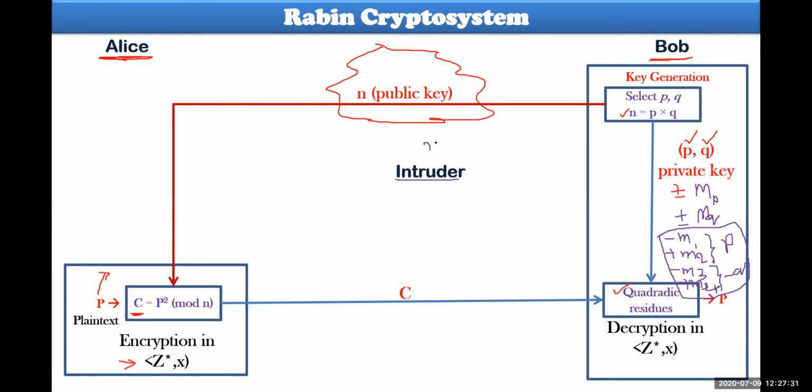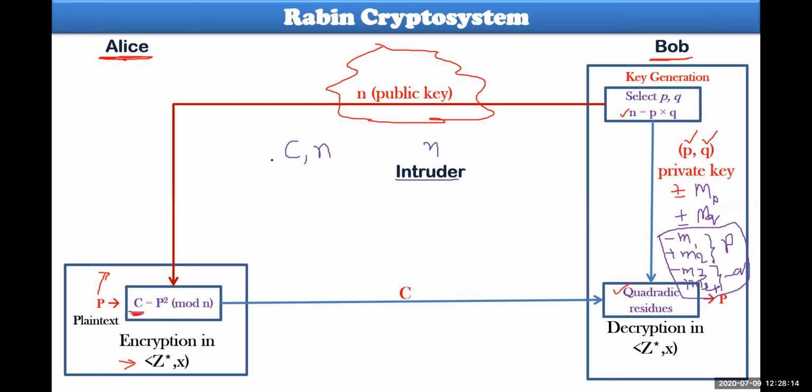He has only N with him, because N is the public key generated by Bob and can be sent onto the unsecured channel, that is the internet. So the intruder has only N, and he also has the ciphertext. He also knows about the preparation of the ciphertext, that is, plain text squared modulo N. That is the way of encryption, and he also has some information about M1, M2, M3, and M4. How could he prepare M1, M2, M3, M4?